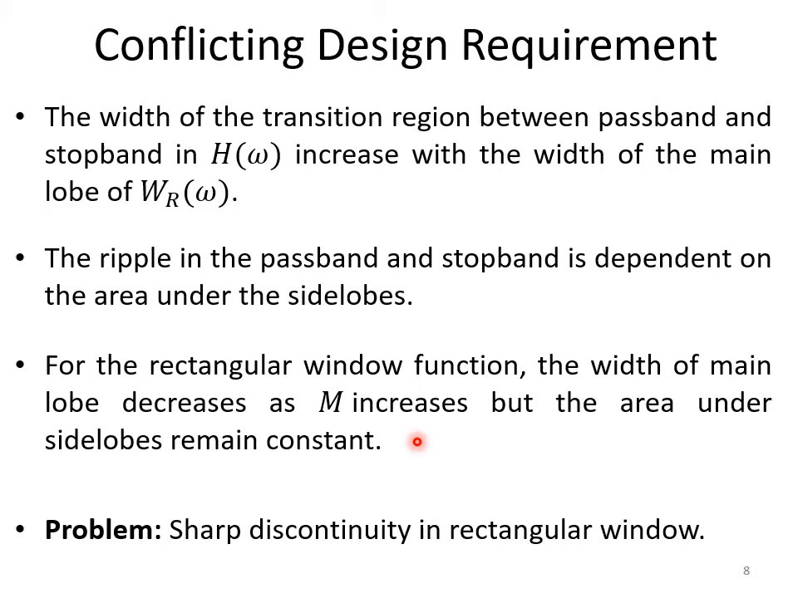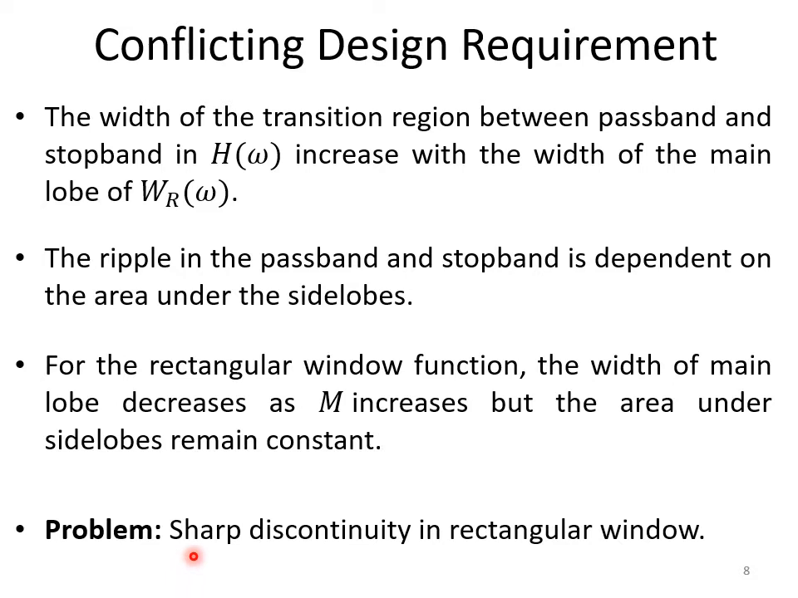Therefore, we have seen in the frequency response of the filter in the previous slide that when we increased M, the transition band decreased, but the ripples were still there, right? Because the side lobes remain unaffected. The area under the side lobes remains the same, whatever the value of M we choose. Therefore, the ripples would always be there, but the transition band is decreased when M is increased. So, what is the problem?